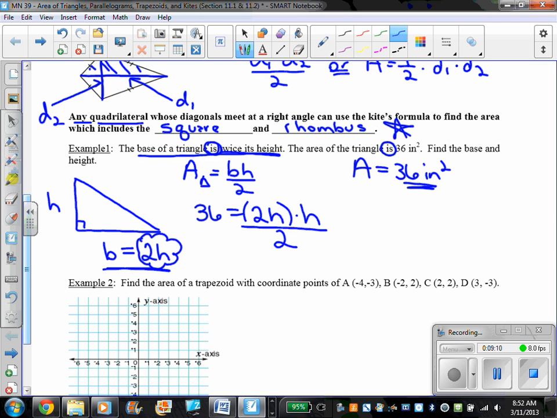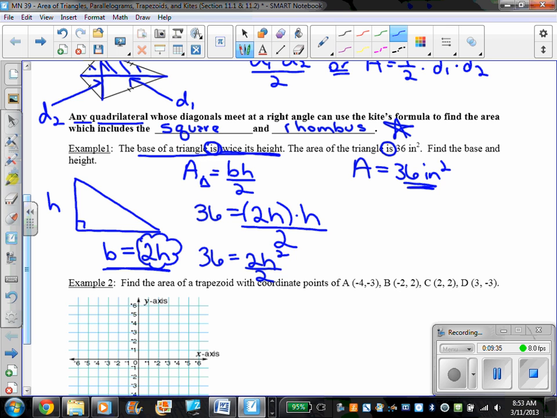And we can do a couple different things at this point. I'm going to first simplify the numerator on the right side. So I have 36 equals 2 times h is 2h squared. So h times h is h squared. Now 2h plus h is 3h, but 2h times h is 2h squared over 2.